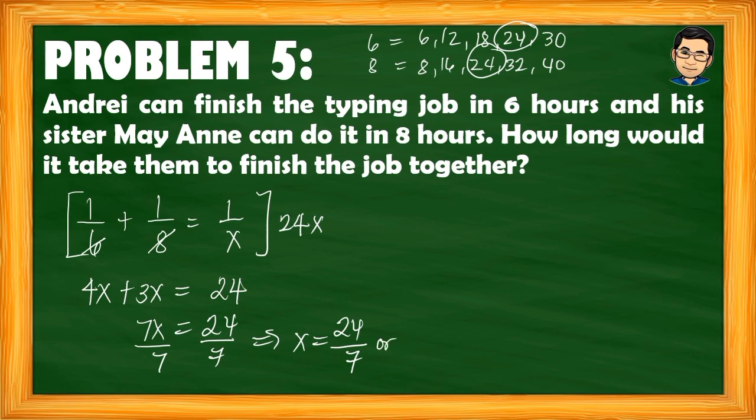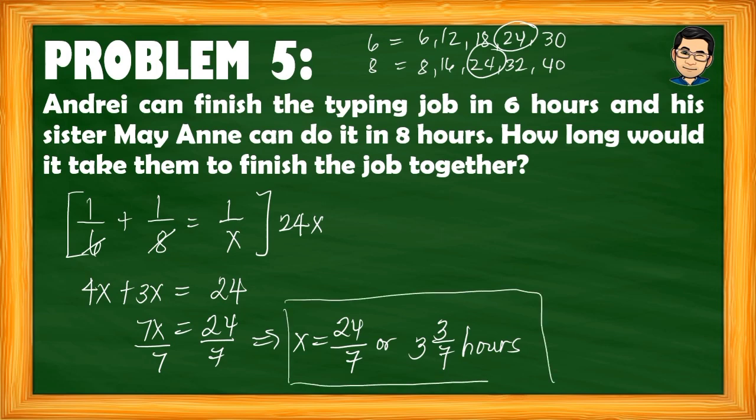Or, gawin natin siyang mixed number, that is 3 and 3/7 hours. So, ibig sabihin, kapag nagtrabaho si Andre at Mia na magkasama, ang oras na itatagal ng trabaho nila ay 3 and 3 over 7 hours lang. Mas konti kasi dalawa na silang nagtatrabaho.